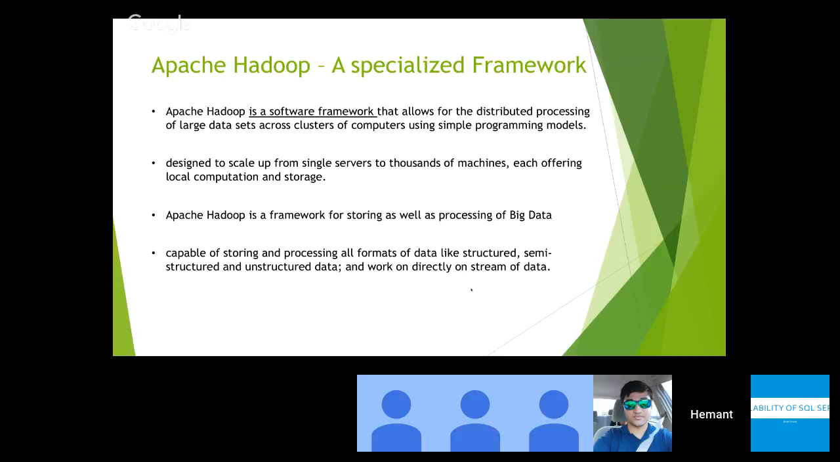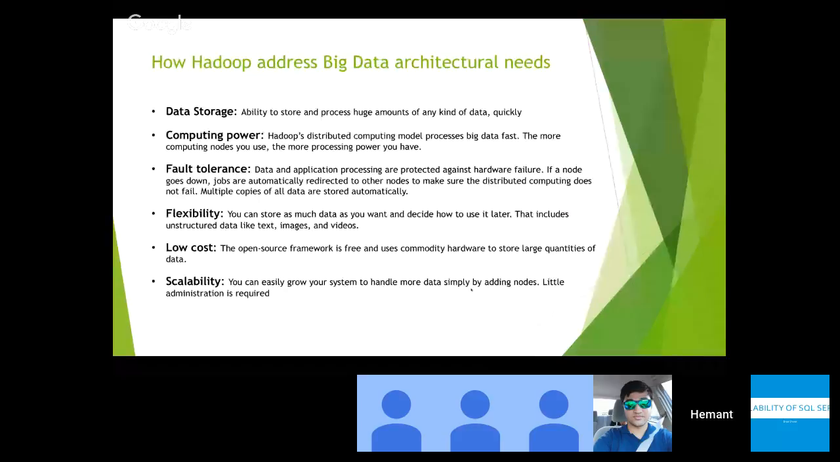So how does Hadoop address big data architecture needs in terms of data storage? We know about Apache HBase, which is one of the components used for storage. It gives you the computing power. It gives you the fault tolerance. If a node goes down, jobs are automatically redirected to the other node to make sure the distributed computing does not fail. This is done by multiple copies of all the data, which are stored automatically.